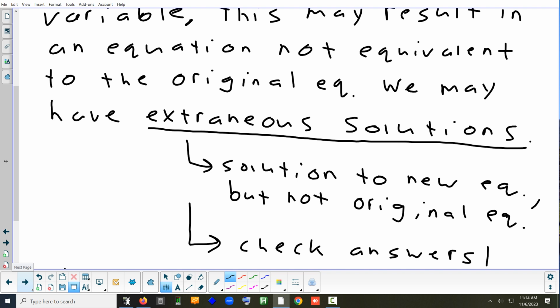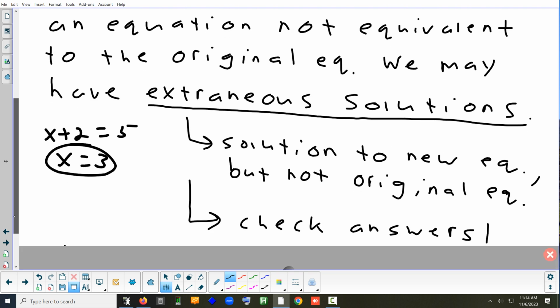Let's say we had x plus 2 equals 5. So x equals 3. Does everyone agree with 3 as the answer to that? Is there any other answer besides 3? No. Well, let's do something a little different.